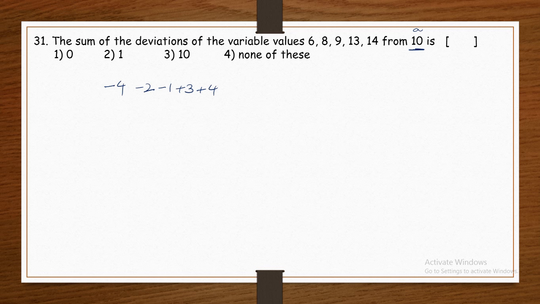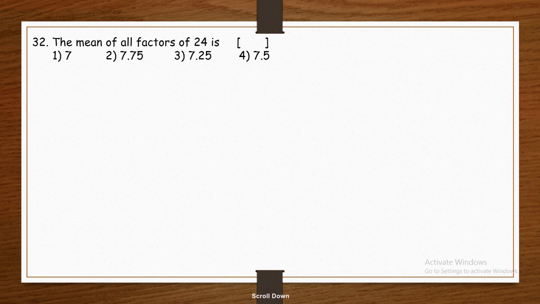Now since I need the sum of deviations, the sum of deviations is given by: plus 4 minus 4 gets cancelled, 3 minus 3 gets cancelled. Hence the sum of deviations is 0. Hence the answer is 0 here. Next, moving on to question number 32.